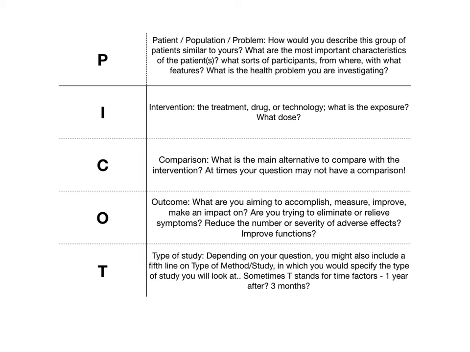Depending on your question, you might also include a fifth line for type or method of study, in which you would specify the type of study you're going to look at. And sometimes T also stands for time factors, such as 1 year after or 3 months later.